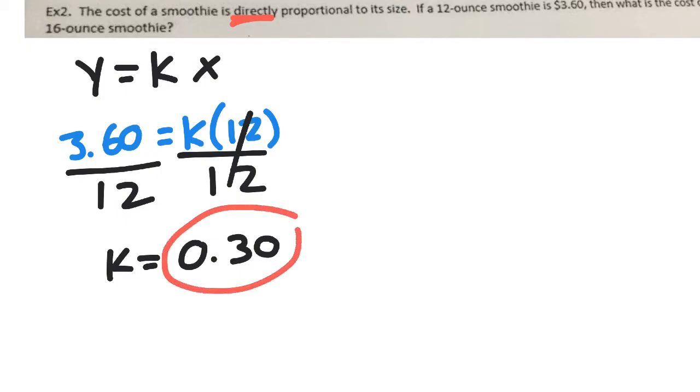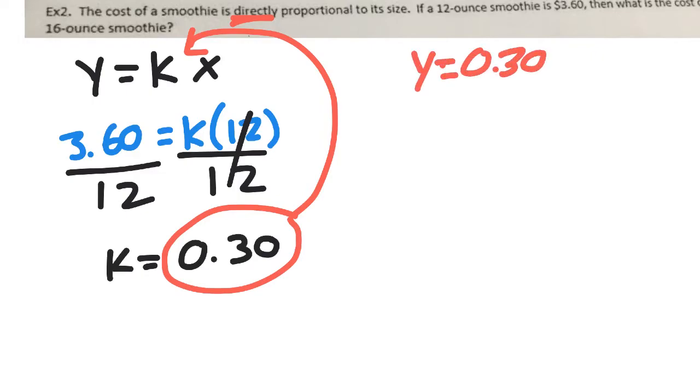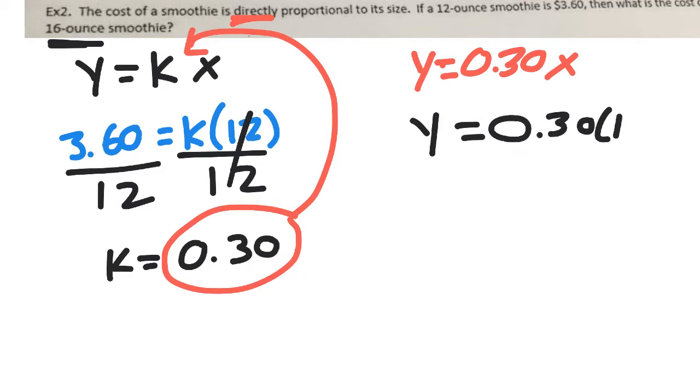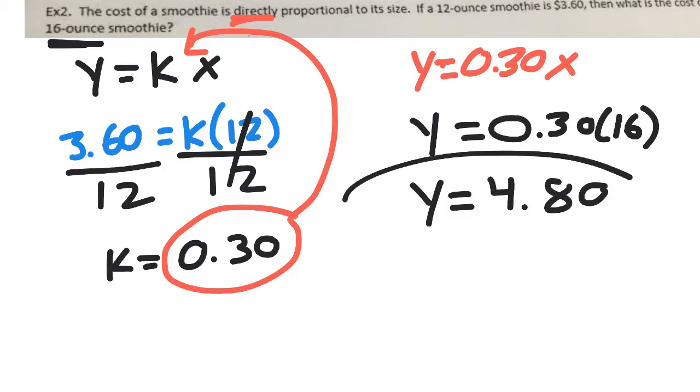Now we're going to take this information and plug it into our original equation. So we know it's y equals 0.30 times x. Now we want to apply this when it's a 16-ounce smoothie. So y equals 0.30 times 16. And that would tell us the price is $4.80.